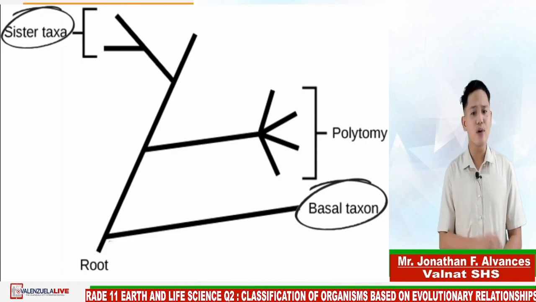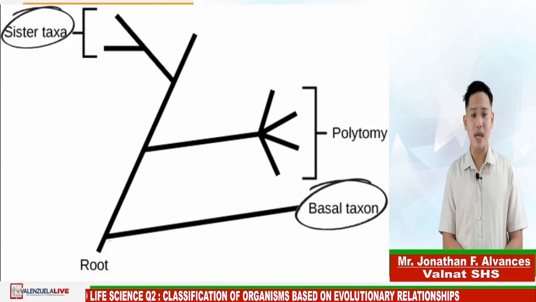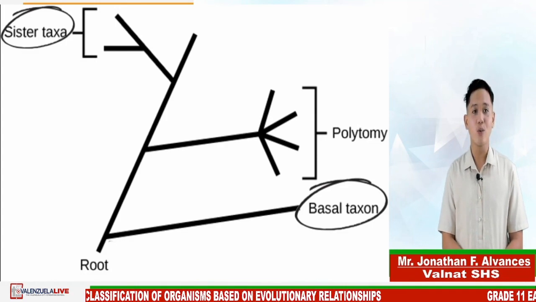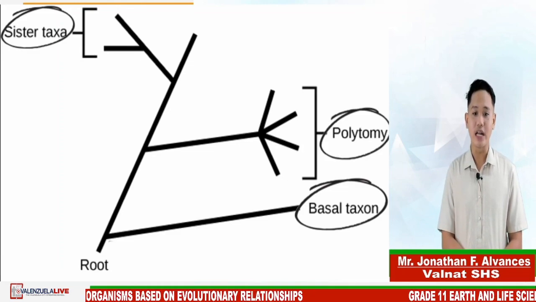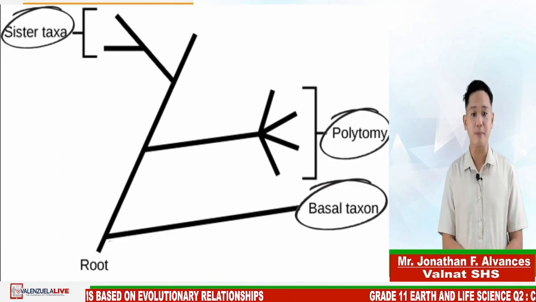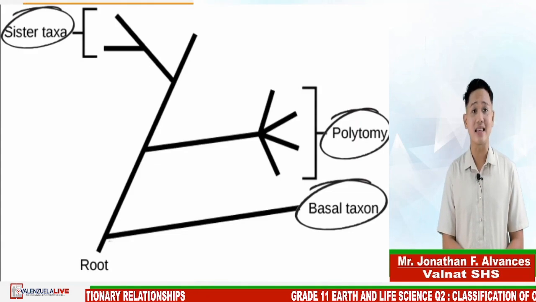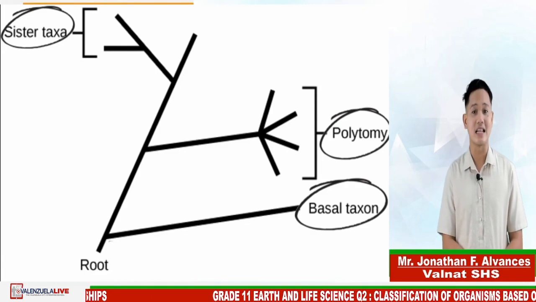Sometimes, the evolutionary relationships between taxa cannot be determined. This results in a phylogeny with a polytomy. A branch with more than two lineages is called a polytomy and serves to illustrate where scientists have not definitively determined all of the relationships.